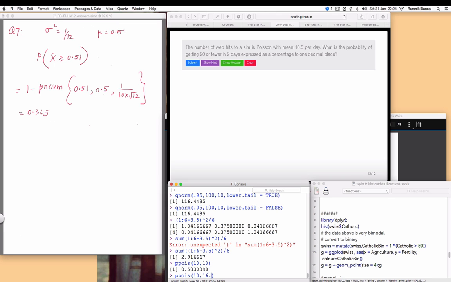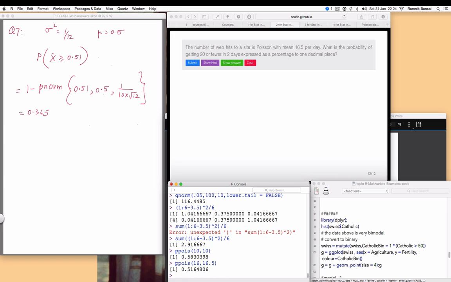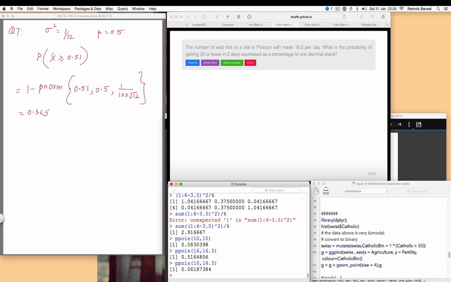So it came close to 0.5. Why? Because the mean is 16.5. Now suppose instead of 16 I take 10, which means there's very little chance that 10 will come. If on average 16 people are going to come, then 10 is too low. So that's what we get, only 6% chances that 10 or fewer will be hitting the website.